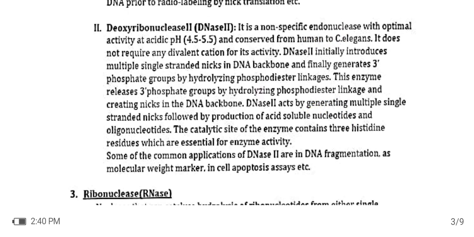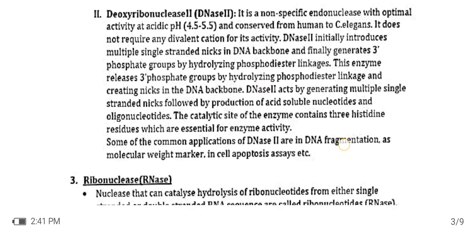Then deoxyribonuclease 2, DNase 2. It is a non-specific endonuclease with optimal activity at acidic pH and is conserved from human to C. elegans. It does not require any divalent cation for its activity. DNase 2 initially introduces multiple single-stranded nicks in the DNA backbone and finally generates 3' phosphate groups by hydrolyzing phosphodiester linkages.